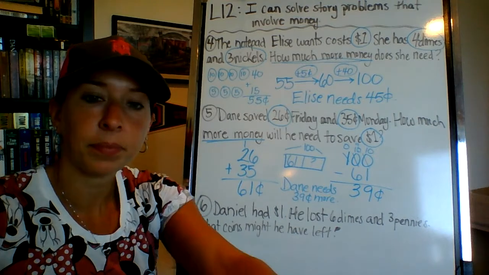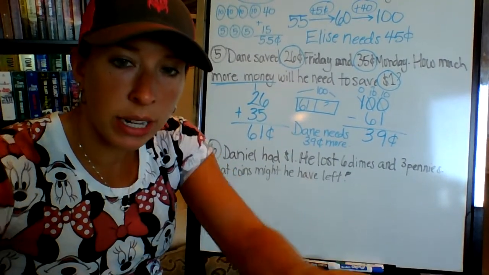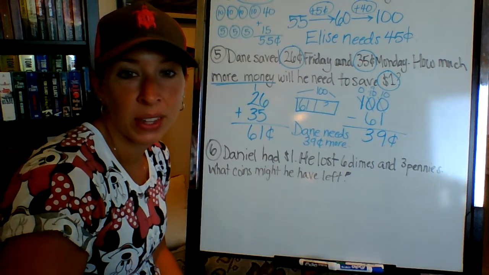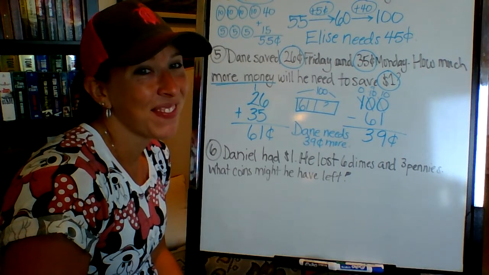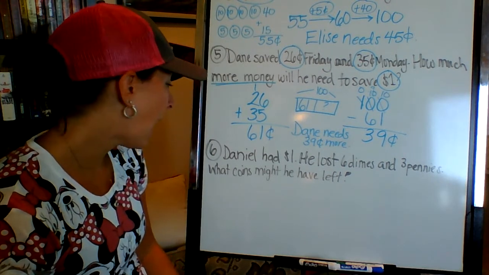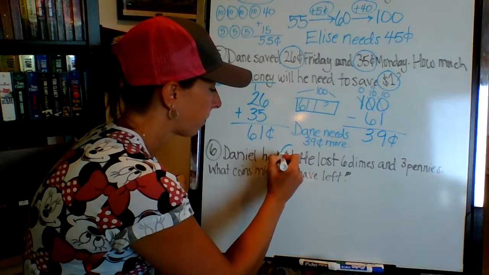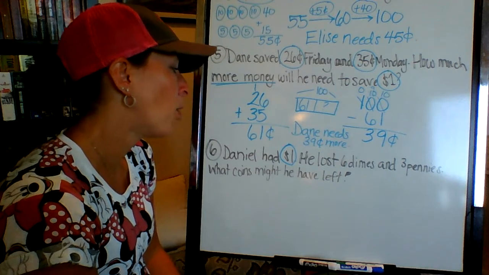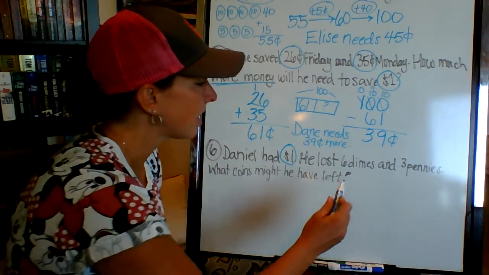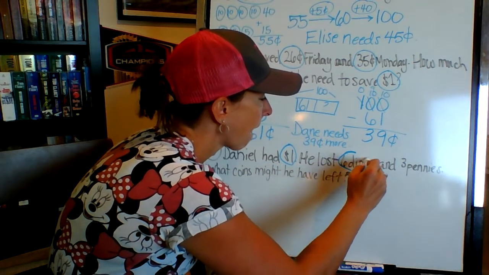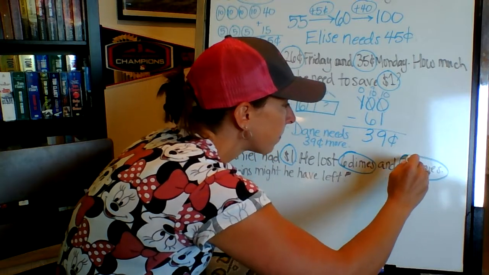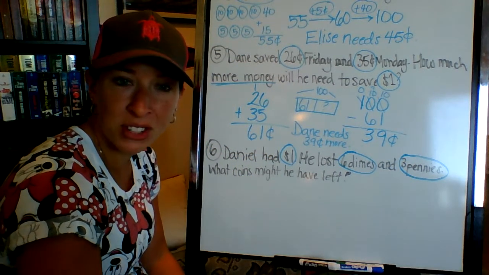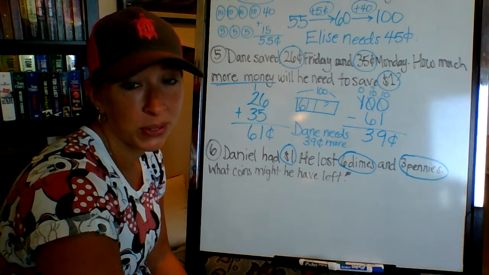Very good. I gotta scooch that down so you can see the bottom problem. The last one we'll do together. All right, you ready? Daniel had $1. He lost, maybe he had a hole in his pocket, 6 dimes and 3 pennies. What coins might he have left? This one has a lot of steps, okay?